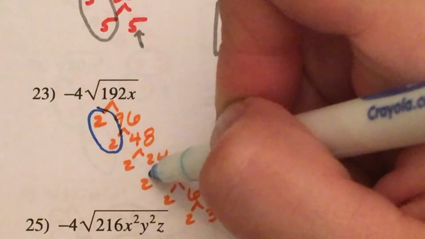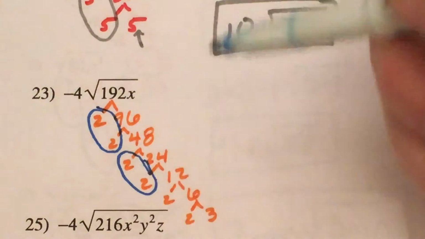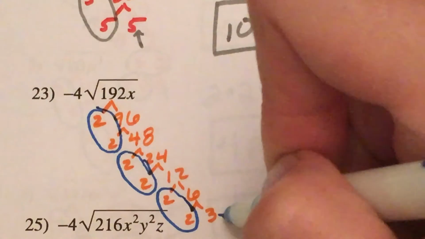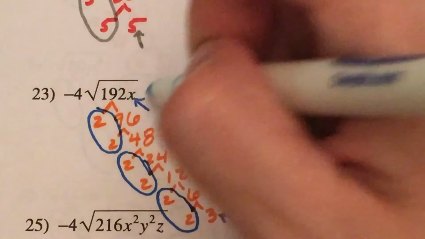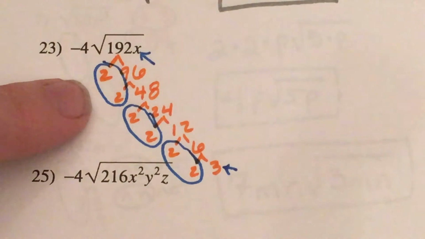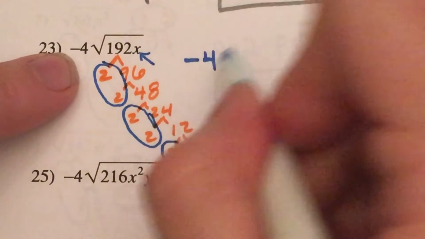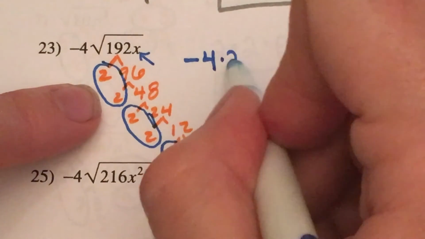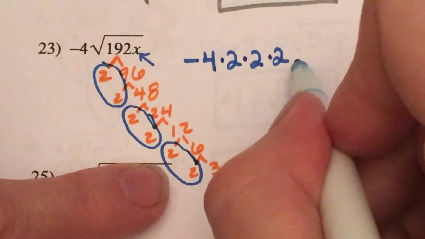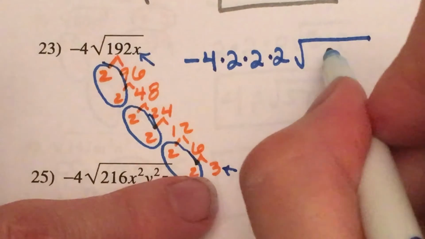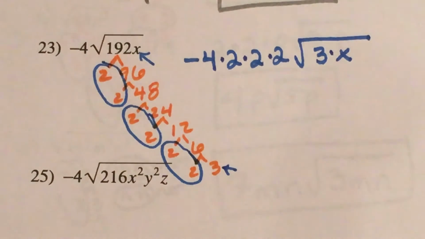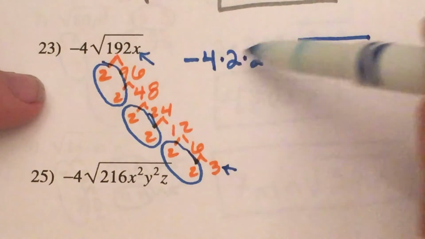One bundle, another bundle, another bundle, a leftover 3, a leftover x. So my negative 4 that's out in front, bundle of 2s, bundle of 2s, bundle of 2s, square root of leftover 3, leftover x. Did we get them all? 1, 2, 3, 1, 2, 3.